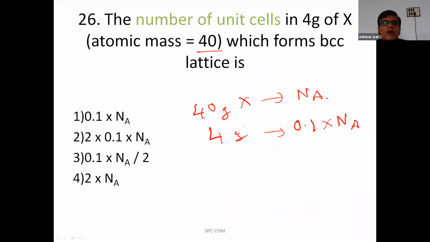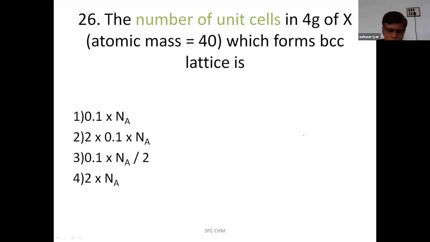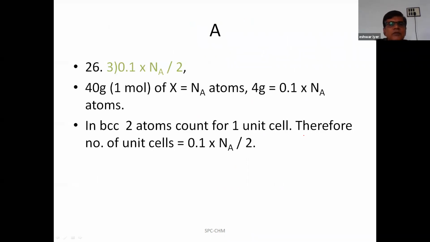Then it is given that it is BCC. So for BCC, let me write, in BCC Z is the number of atoms per unit cell, which is 2. And every 2 atoms together make up 1 unit cell. And you have to divide this by 2 so that you get the number of unit cells. So let us see the answer. It is, yes, 0.1 Na by 2.